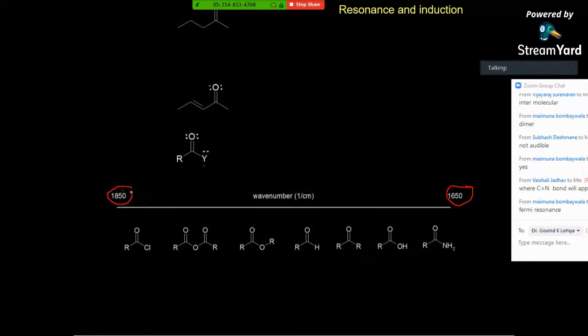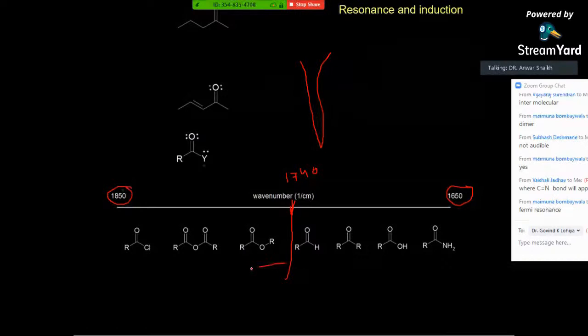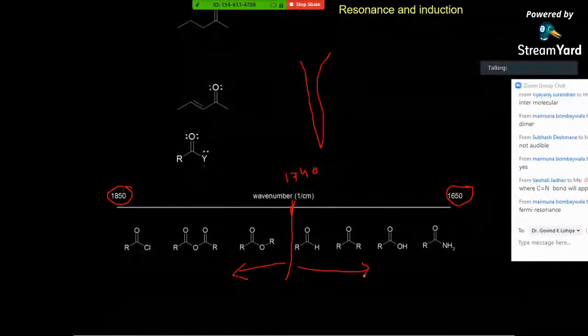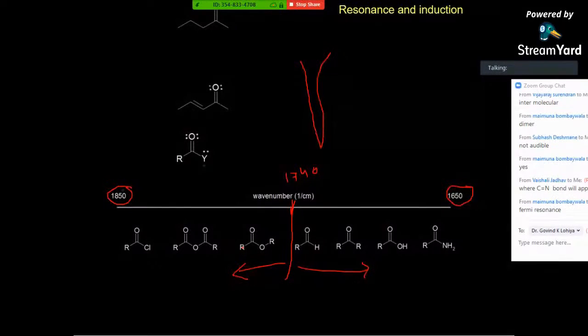You will be observing the very strong band in this region. But it depends on which carbonyl carbon it is, so the values change. If you divide this line at the middle, somewhere around 1740, I'm getting the extreme right side of this line and the extreme left side of this line. So there is an interesting point to note here.